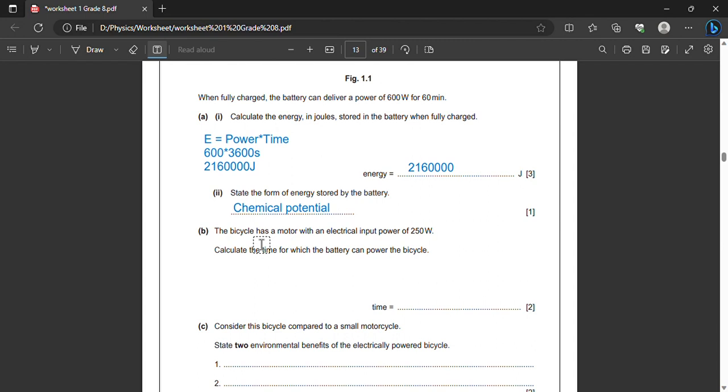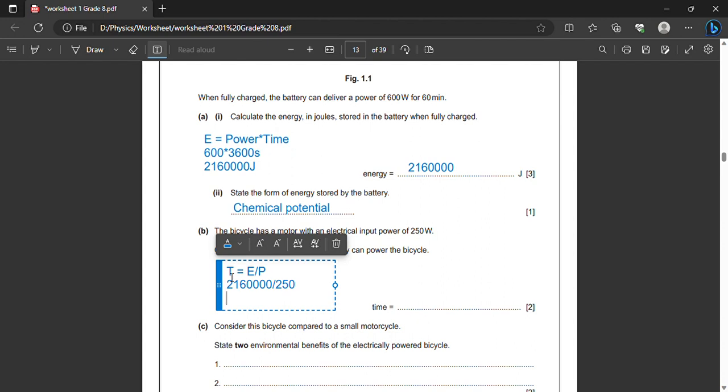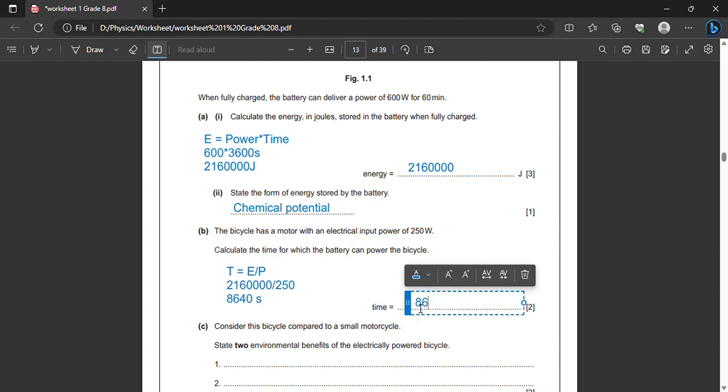The next question is, the bicycle has a motor with an electrical input power of 250 watts. Calculate the time for the battery. Okay, so let's write time is equal to energy over power. So we can write 2,160,000 divided by 250. The answer you'll get will be 8640 seconds. So you can write again over here in the space given, 8640 seconds.